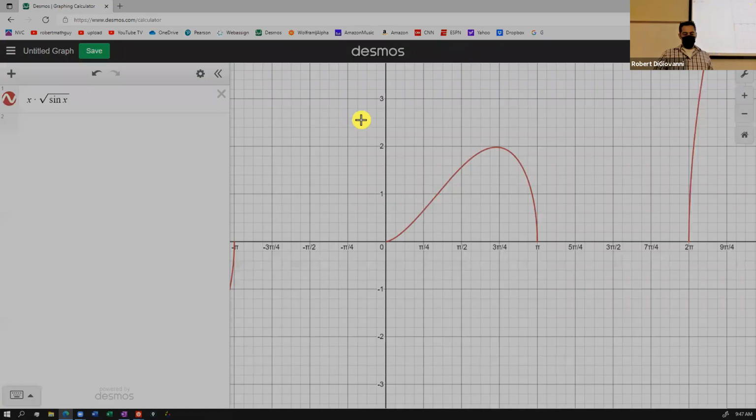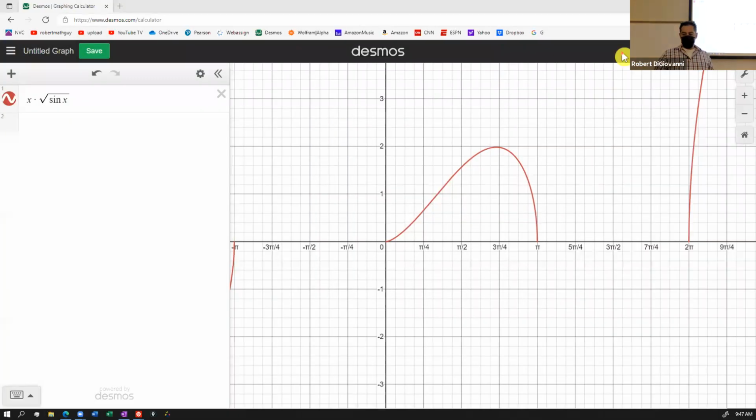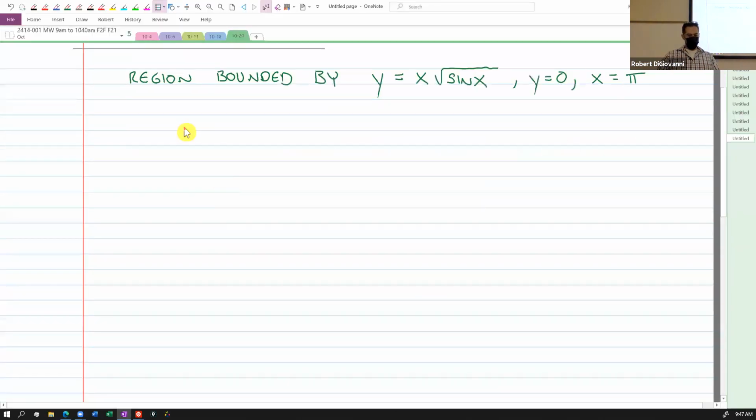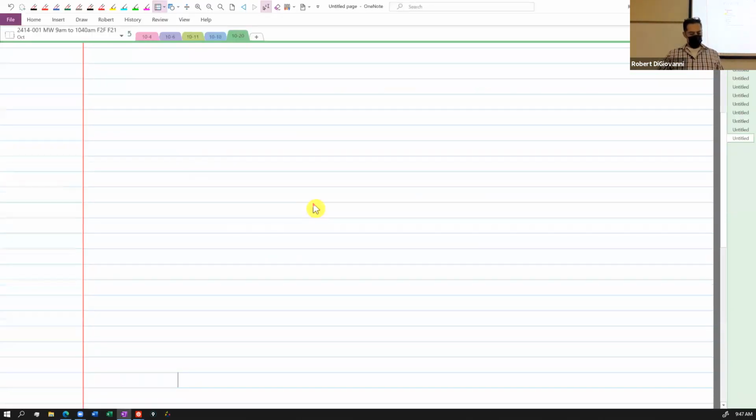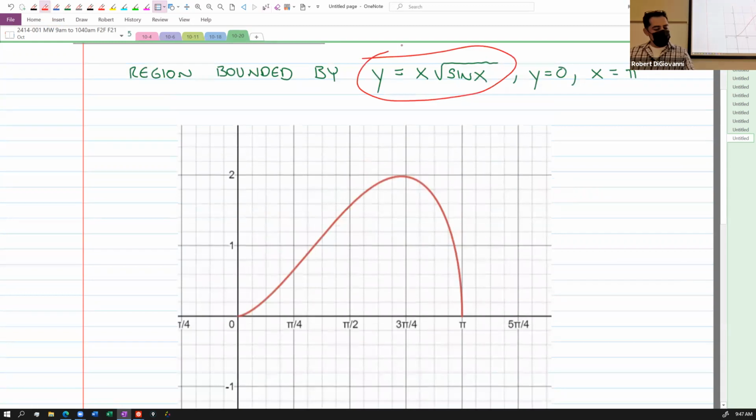Okay, I'm going to copy this graph. There's my graph. That is y equals x square root of sine x, right? That is not a region yet. That's not a region, that's just a curve. Now, I also put here y equals 0. Y equals 0 is the x-axis. Now we have a region.